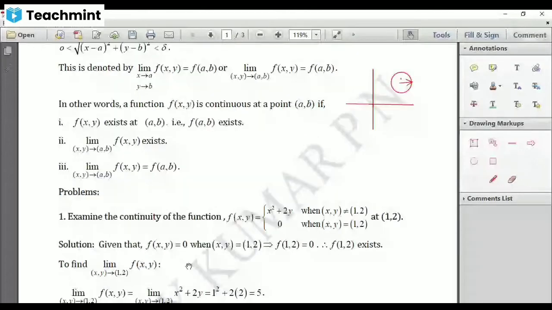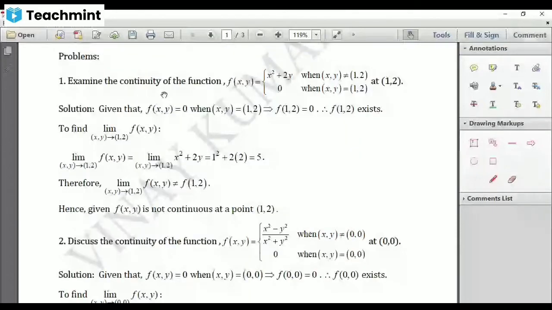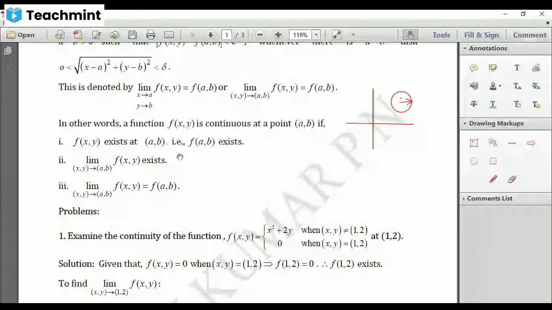Okay, now let us see some problems. Examine the continuity of the function f of xy equal to, this is taking two values. One is x square plus 2y when ordered pair x comma y is not equal to ordered pair 1 comma 2. That means if this is not equal, then we have to choose this. And f of xy is 0 when this is equal to 1 comma 2. And we have to verify the continuity at 1 comma 2. So what are the conditions that we see? These are the conditions that we need to verify to say whether it is continuous or not.